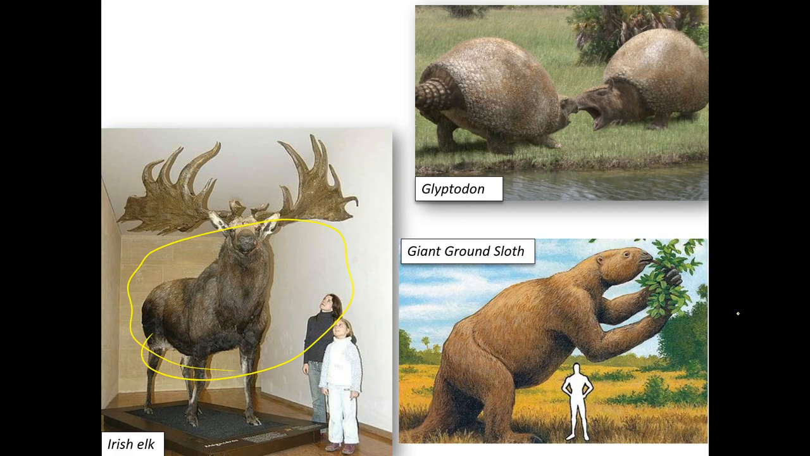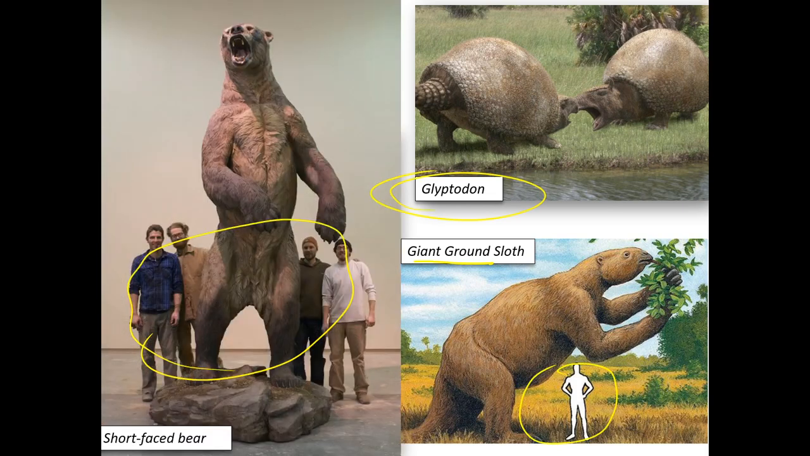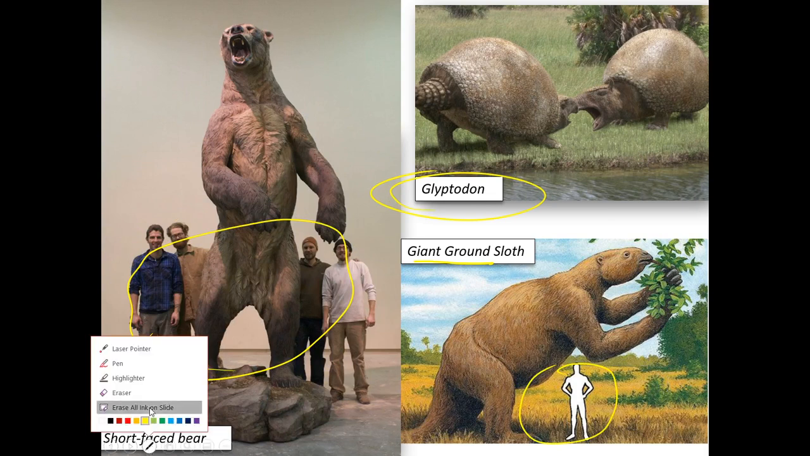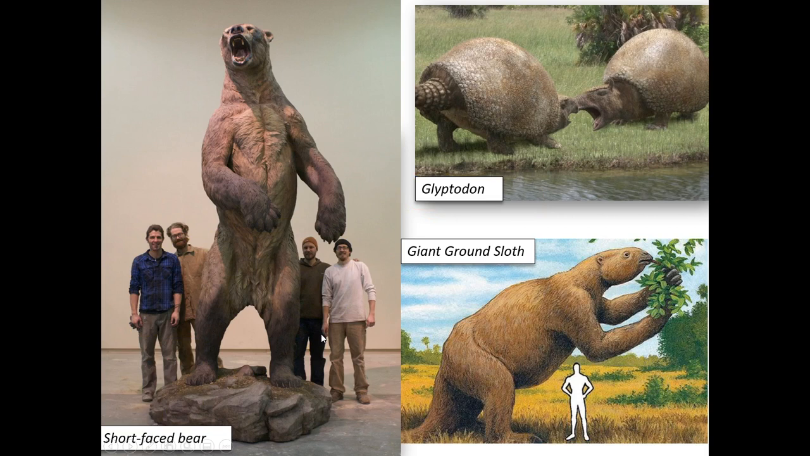So Irish elk, there's the giant ground sloth. Look at how big that thing is. I mean, it's the size of an elephant. I showed you that wombat that's the size of an elephant. Glyptodon, which were giant armadillos the size of VW bugs. I mean, just huge. Here's, how would you like to run into this guy? Short-faced bear. Look how big that thing is. You don't even come up to his belly button. They're just tremendous, tremendous animals.